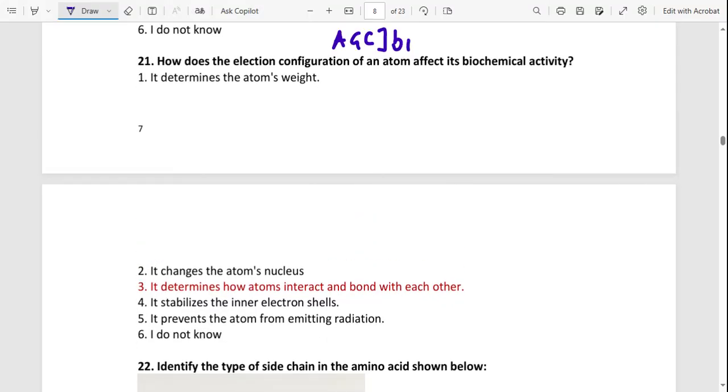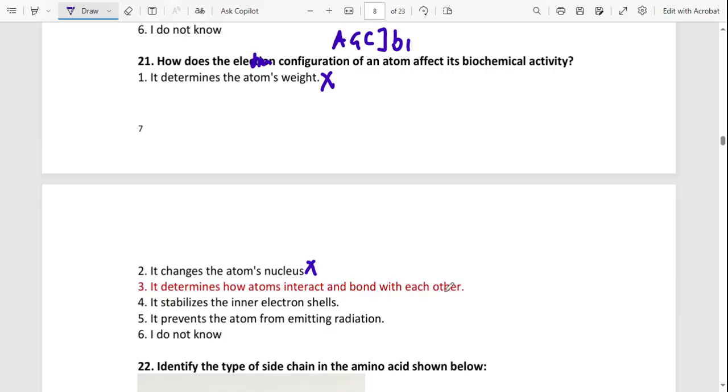How does the electron configuration of an atom affect its biochemical activity? Remember, electron configuration tells us of the electrons that are in the atom's shells. So, does it determine the atom's weight? Weight is determined by protons and neutrons, not electrons. Does it change the atom's nucleus? It doesn't change the nucleus because the electrons are found in the shells.